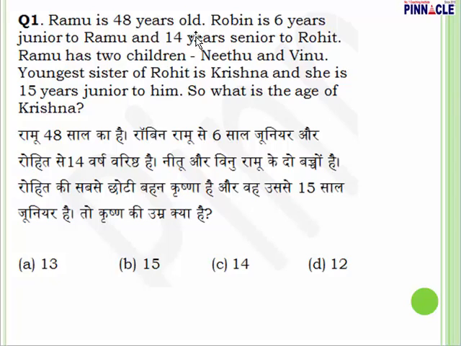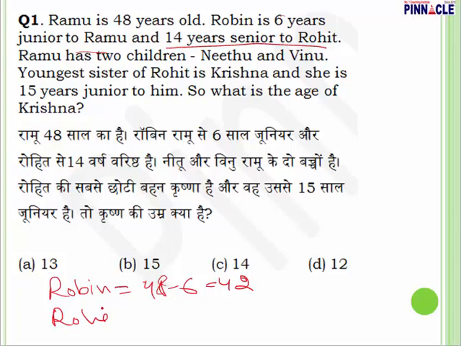Question number 1. Ramu is 48 years old. Robin is 6 years junior to Ramu, which means Robin's age is 48 minus 6, that is 42. Now Robin is 14 years senior to Rohit, which means Rohit's age is 42 minus 14, that is 28 years.